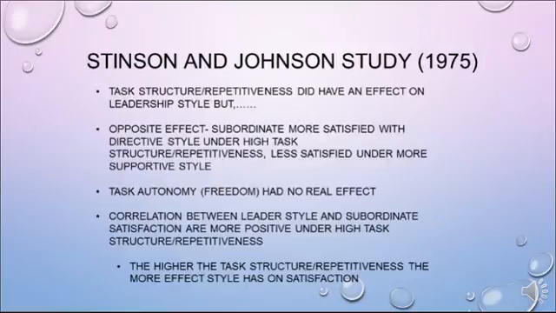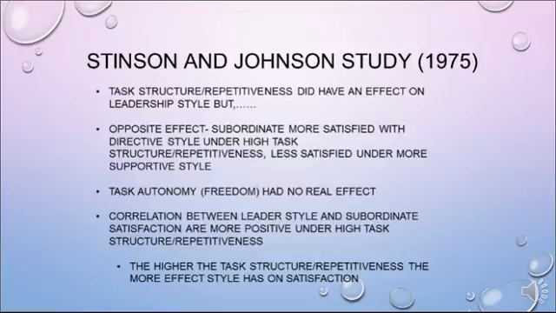Now, Stenson and Johnson did a study basically trying to confirm if path-goal leadership theory worked. And their study determined that task structures and repetitiveness did have an effect on leadership style. However, it had the opposite effect of what House thought. Subordinates were more satisfied with directive style under high task structure and repetitiveness, and less satisfied under a more supportive style. So they basically said the higher the task structure or repetitiveness of the task, the more directive style they wanted, which was the exact opposite of what House thought.